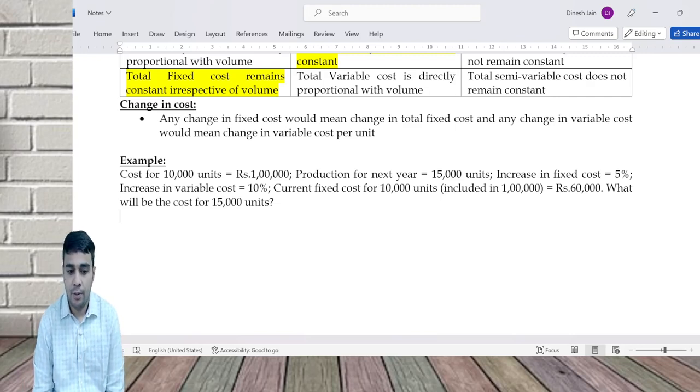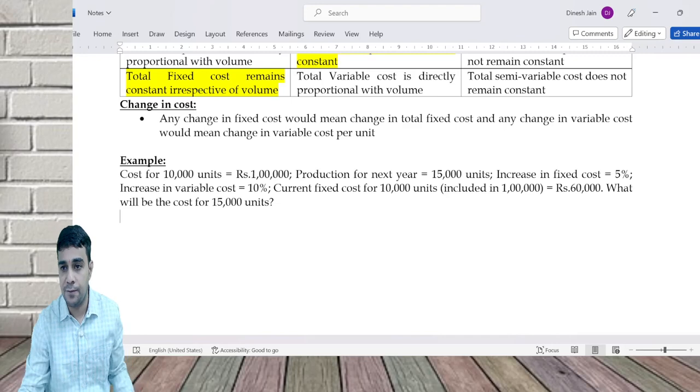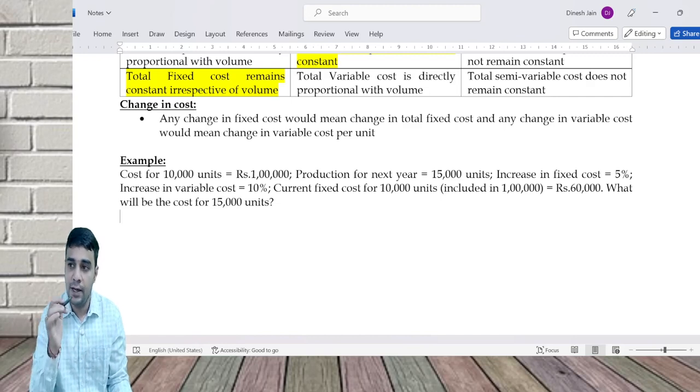Okay, now I have the cost for the last year, which is 1 lakh rupees. The production for the next year is 15,000 units. So when production goes up, naturally the cost will go up. But we cannot say 10,000 units is equal to 1 lakh, so 15,000 units is equal to 1 lakh 50,000. That relationship will not work, because an organization can have fixed cost as well as variable cost. For Bharadwaj Institute, if you are spending 1 lakh rupees on 10 students, 20 students will not cost 2 lakh rupees, because there is a variable component and there is a fixed component.